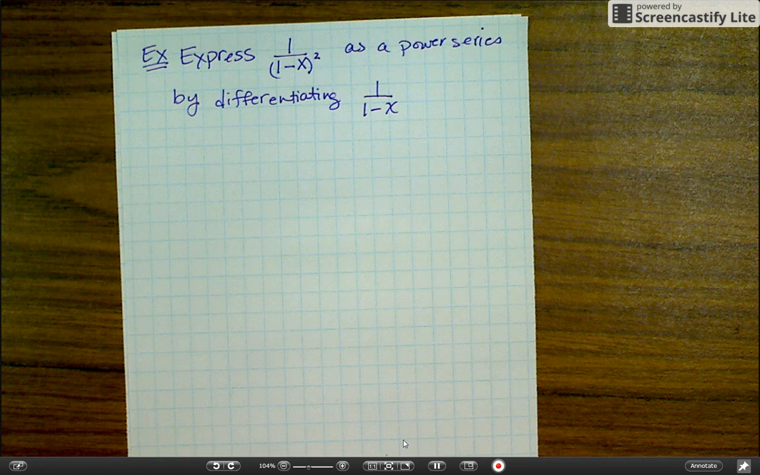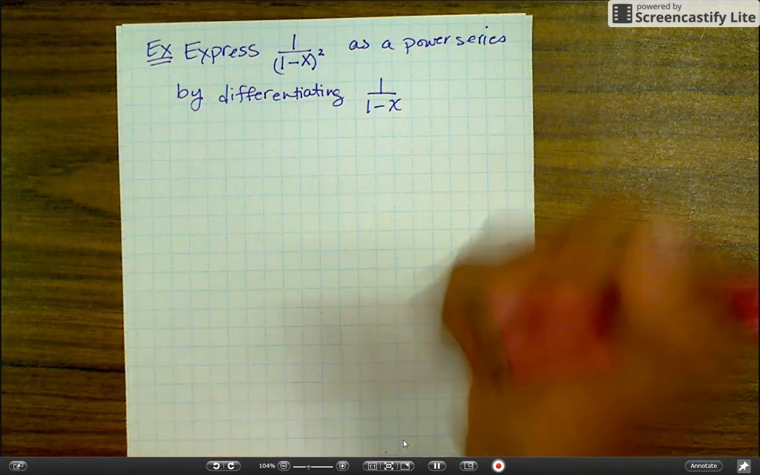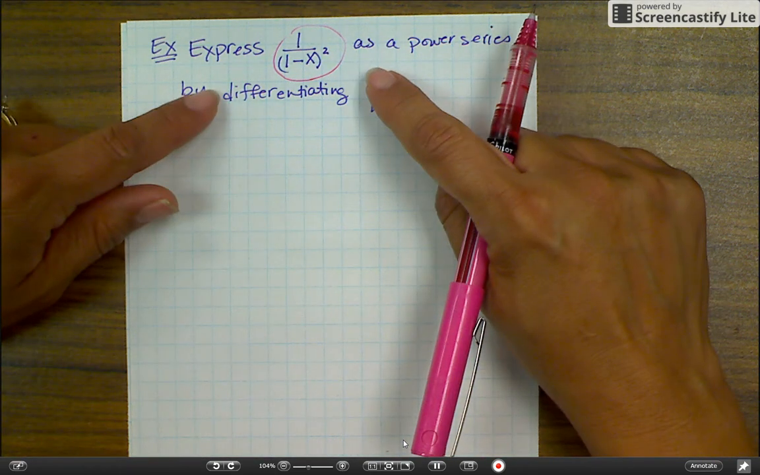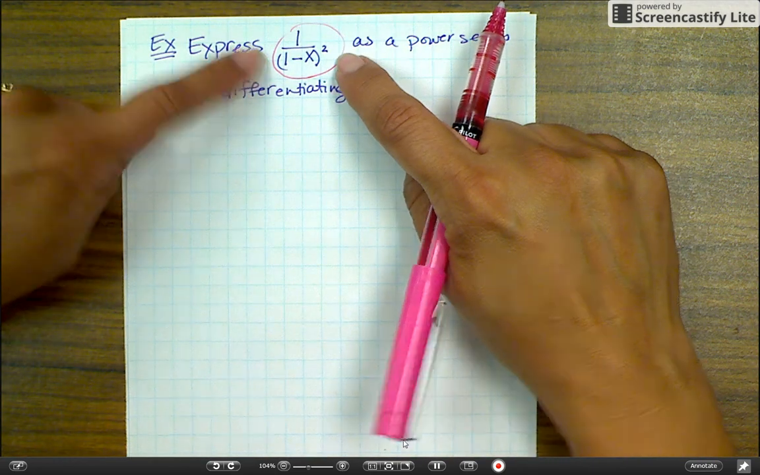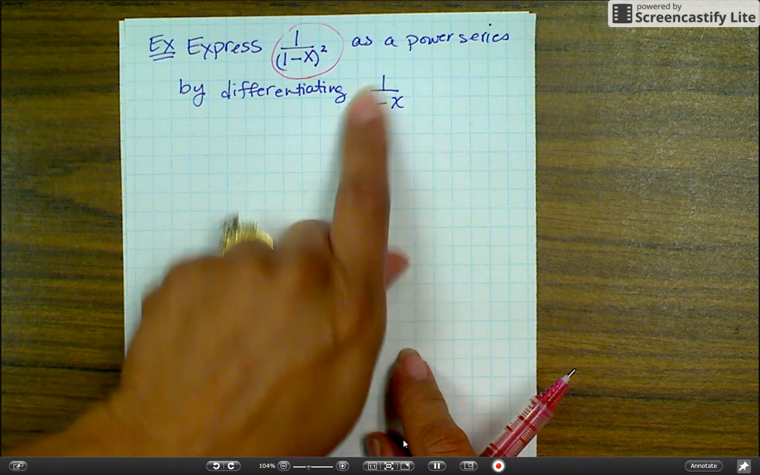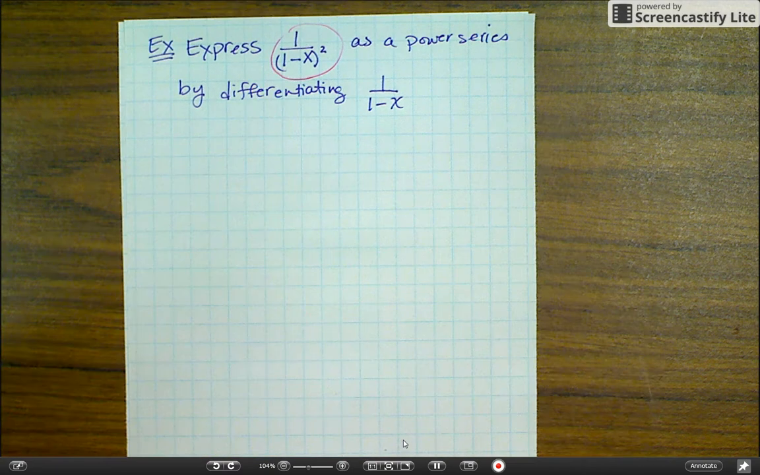So what they mean by that is you're not going to work with this expression here, although you want to find out what it's equal to as a power series, but you don't want to work with this expression. They're saying take the derivative of this and then use its power series to write this guy. Now, why would they say that?